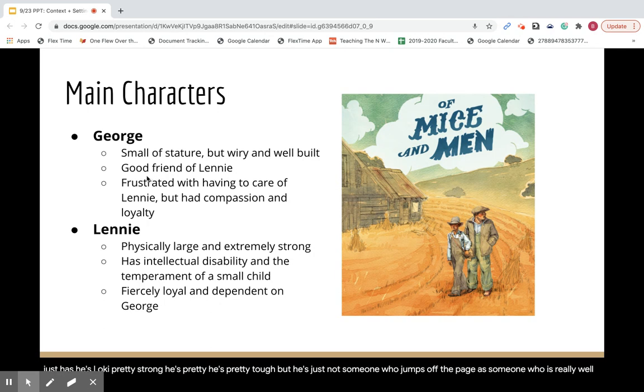He's frustrated with having to take care of his good friend Lenny, but at the same time, he's compassionate and loyal, even if he can come off as kind of rude and aggressive at times.